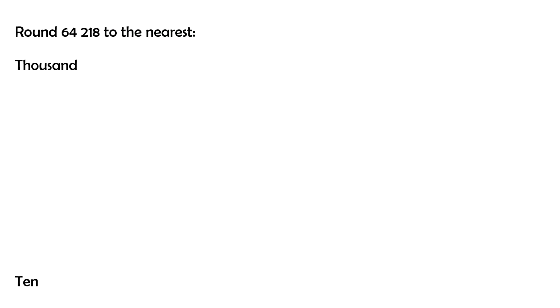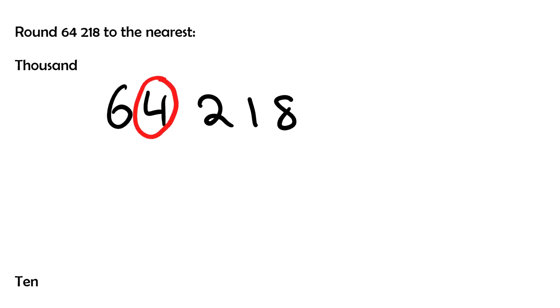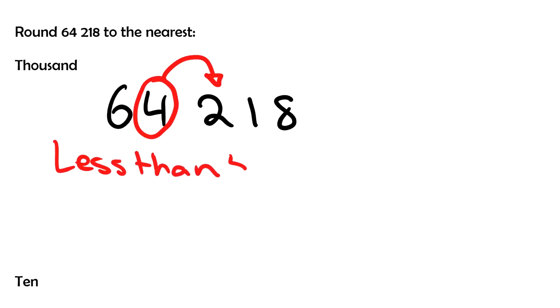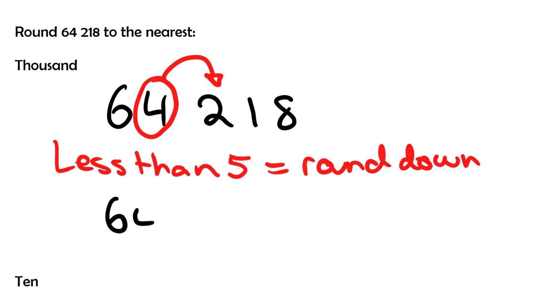So now we're going to round this number, 64,218, to the nearest 1,000. So I'm going to write this number out. I'm going to circle the 1,000 and then draw an arrow to identify the number to the right. So is the number the arrow is pointed to less than 5, or is it equal to or greater than? So it's less than. So we round down. Now remember, round down doesn't mean that the 4 gets smaller, it just remains as a 4.